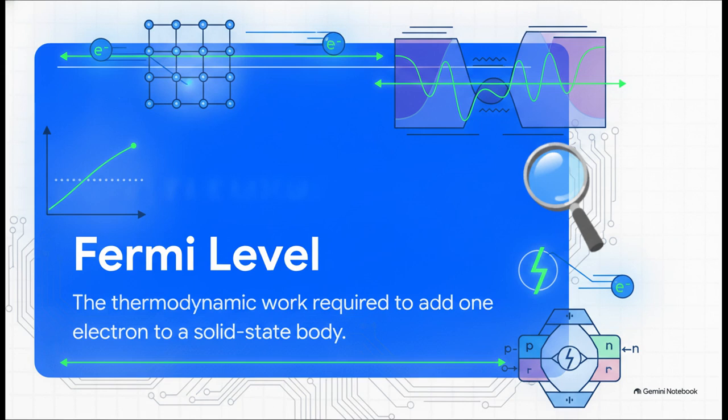Okay, so we absolutely cannot talk about semiconductor junctions without first understanding the baseline metrics that govern them. The absolute most crucial concept here, the Fermi level. Think of this as the ultimate baseline energy metric for electrons inside any material. In formal terms, it's the thermodynamic work required to add one single electron to a solid-state body. It essentially represents the electrochemical potential of the material, and it is the key to figuring out its electrical properties.